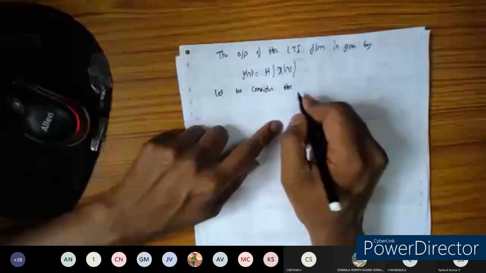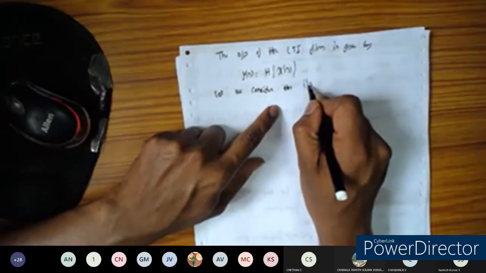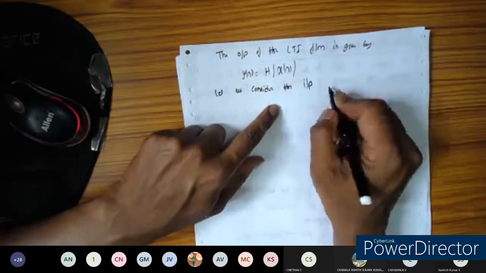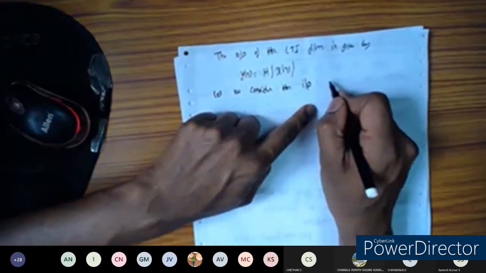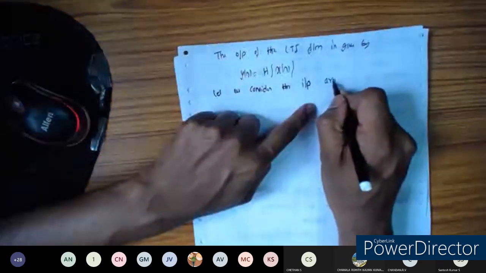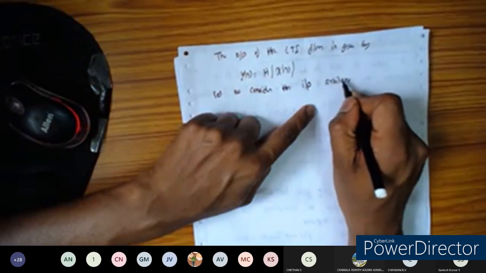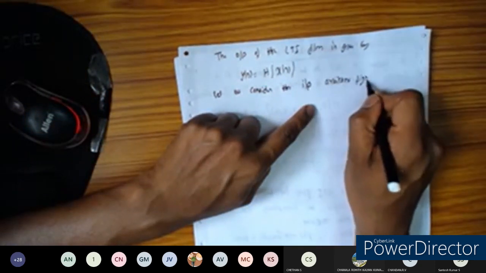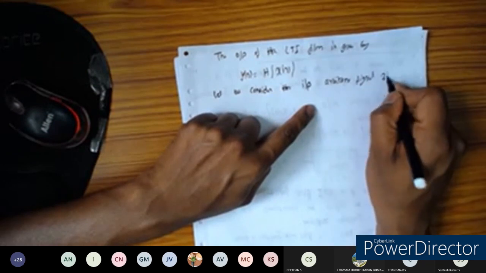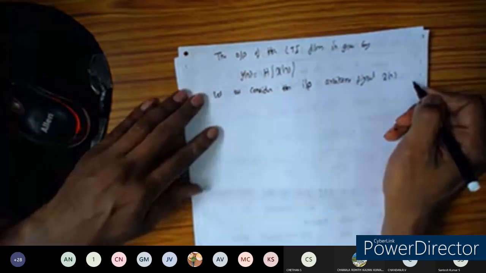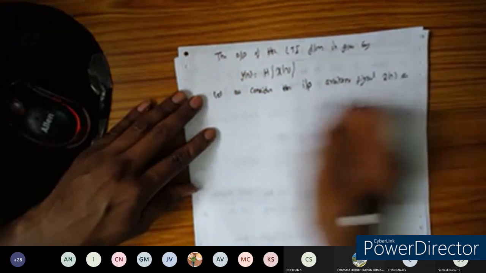The input, an arbitrary signal x of n. Input arbitrary is nothing but it can take any value. Let us consider an input arbitrary signal x of n, as shown below.